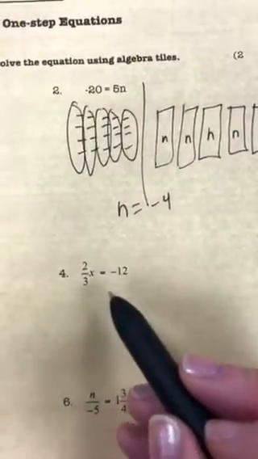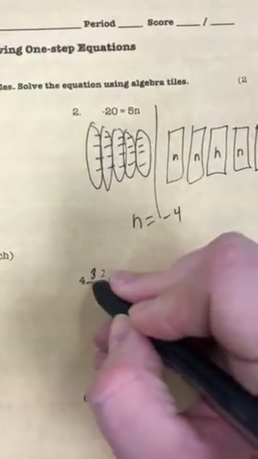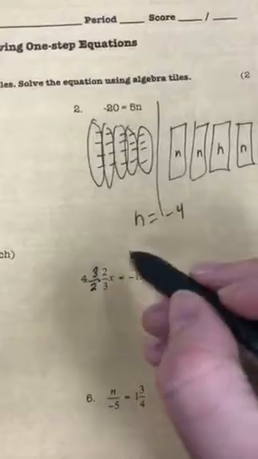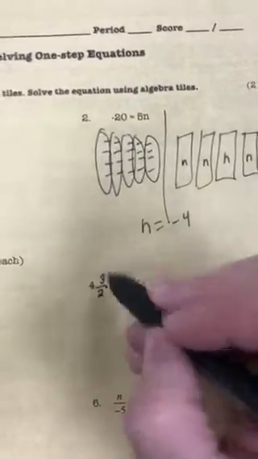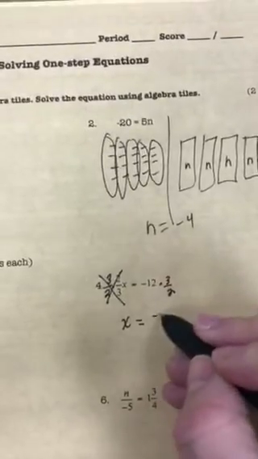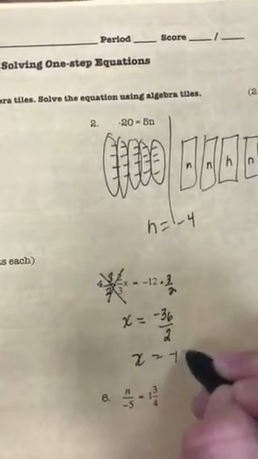The variable is being multiplied by 2/3. So in order to get the variable to be by itself, I multiply by 3/2. 3/2 times 2/3 is 1, so I'm just left with x. On this side, it's -36 divided by 2, so x is -18.